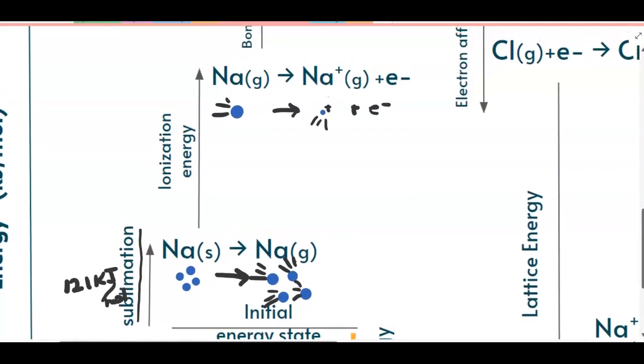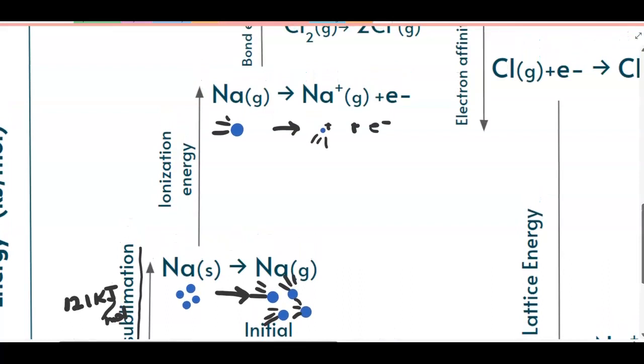That's known as ionization energy, the energy needed to remove an electron from a neutral atom. And this is a much larger energy. This is about 500 kilojoules per mole of sodium gas.